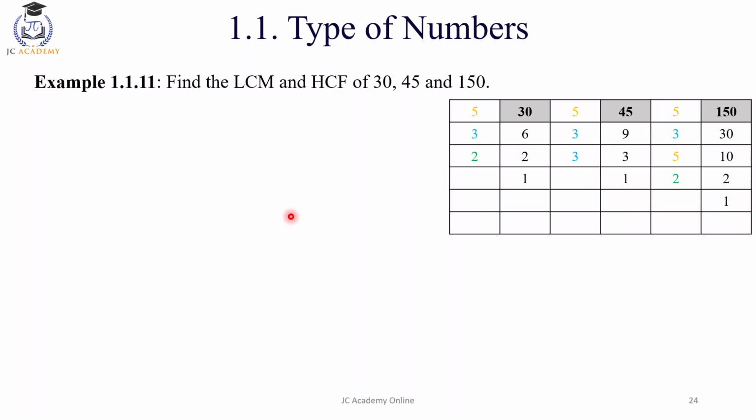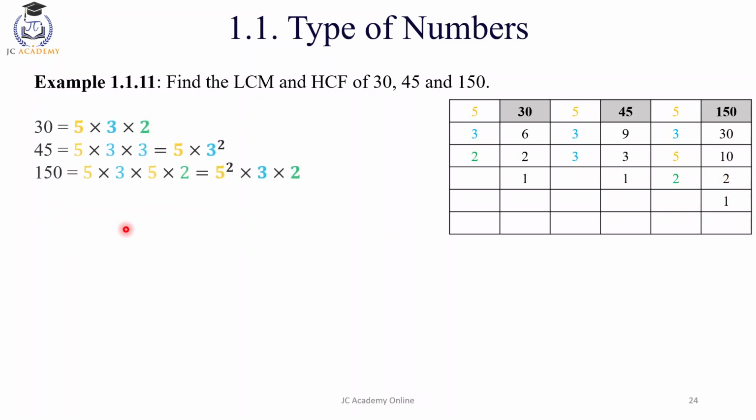So we stop. So now we're writing the prime factors of each of these numbers. The prime factors of 30 are 5, 3, and 2. The prime factors of 45 are 5, 3, and 3. The prime factors of 150 are 5, 3, 5, and 2.